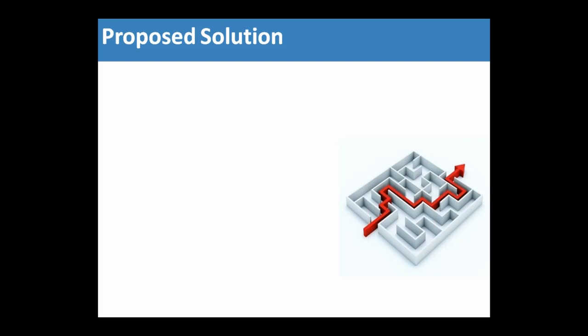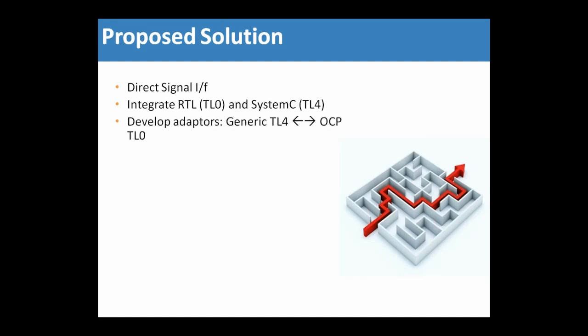So the solution that we targeted, as I mentioned, was going to be based on DSI. It will involve bridging the gaps between the RTL running at a pin level, which is called TL0 in SystemC terminology, and the SystemC model itself, let's say Cortex M4, which is going to be running at TL4, blocking transport calls. So this would require us to write adapters for receiving generic TL4 commands and translating those into OCP TL0 and vice versa.